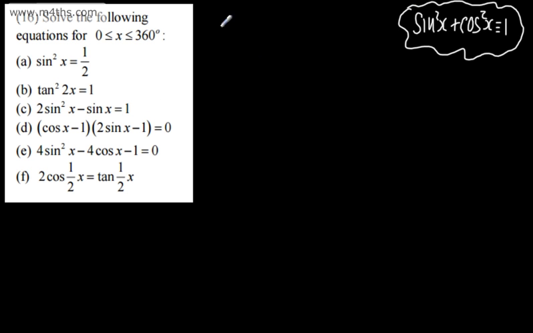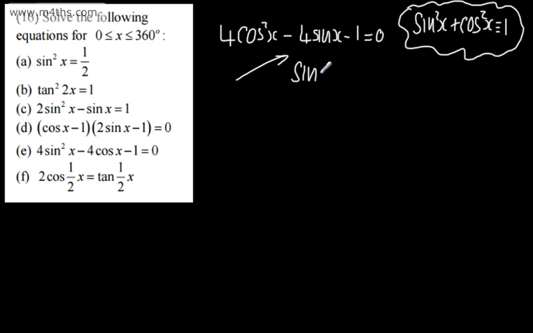If I had, for example, 4 cos squared x minus 4 sine x minus 1 is equal to 0, I would now turn this into an equation in sine x. I wouldn't go for cosine, and the reason being is because now we don't at this stage have an identity that makes it easy to take that to being a cosine.